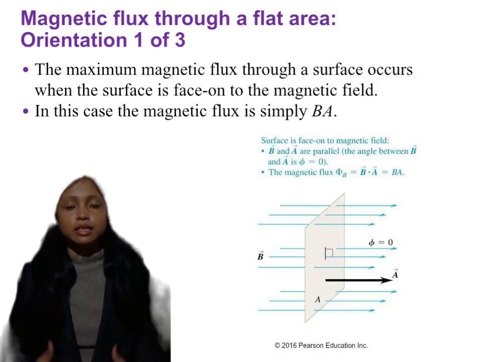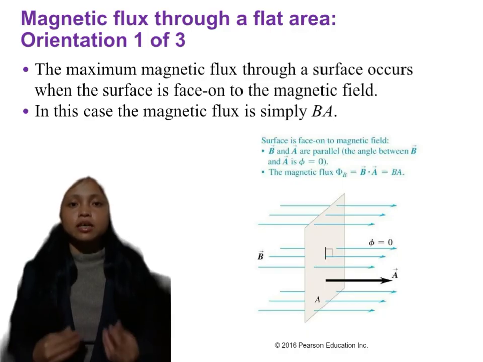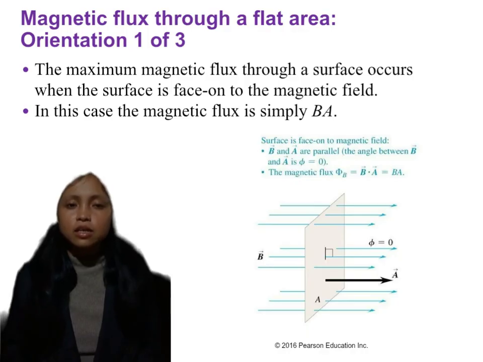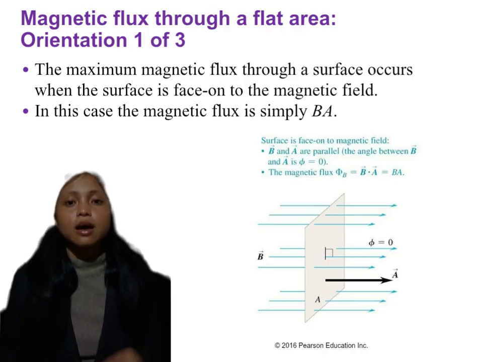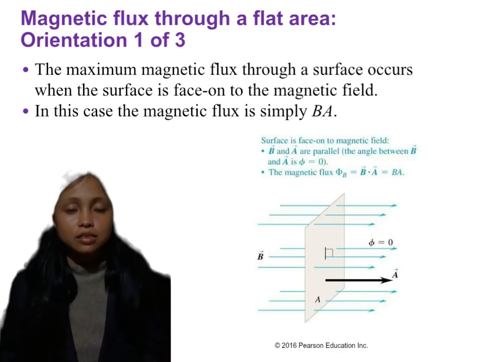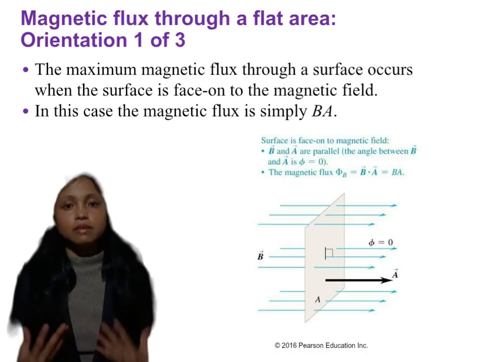The maximum magnetic flux through a surface occurs when the surface faces the magnetic field head-on. When the surface is perpendicular to the magnetic field, flux is maximum. Therefore, the magnetic flux is equal to the magnetic field times the area.